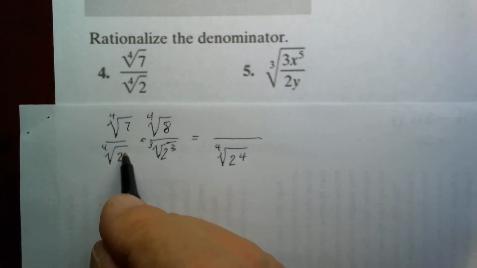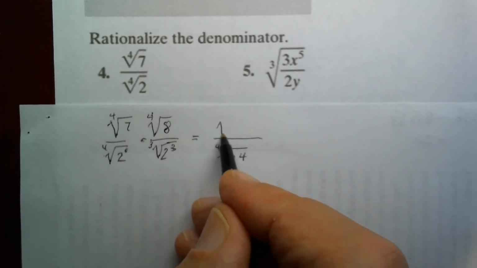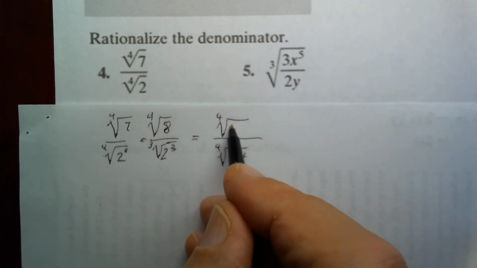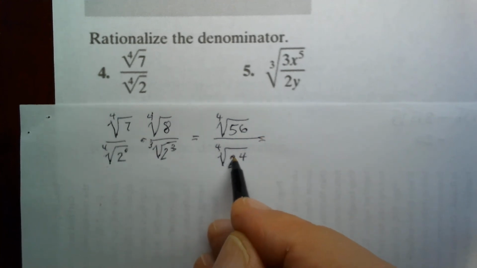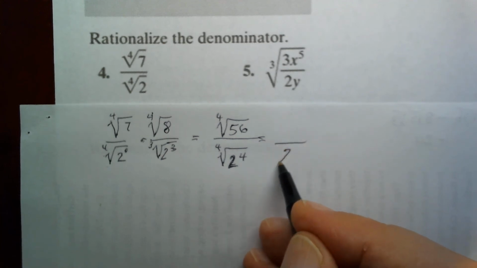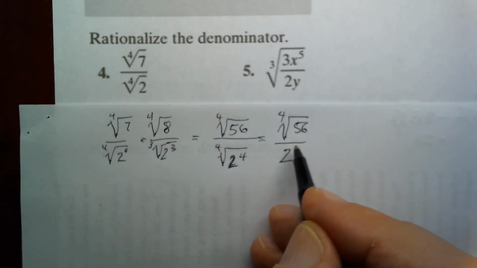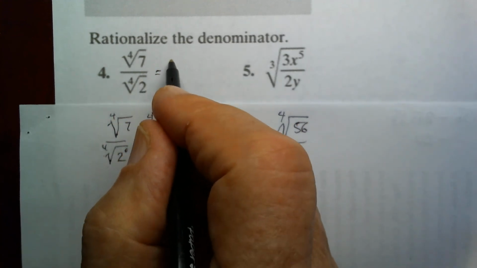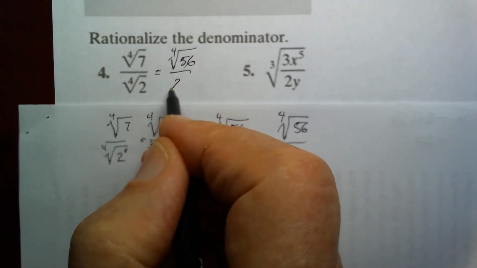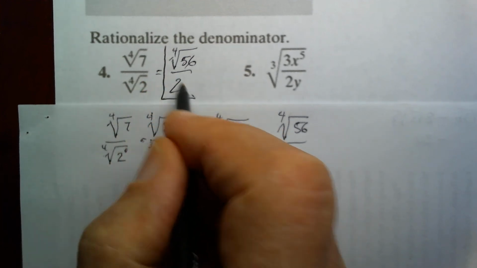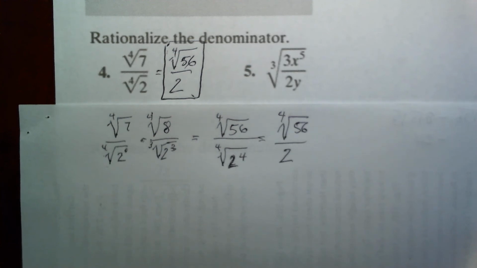2 to the third times 2 to the first power is 2 to the fourth power. And in the numerator, we have the fourth root of 7 times 8 is 56. And of course, the fourth root of 2 to the fourth power is 2. So we have rationalized the denominator. And in the numerator, we have the fourth root of 56. So that's equal to the fourth root of 56 divided by 2. That's for number 4.